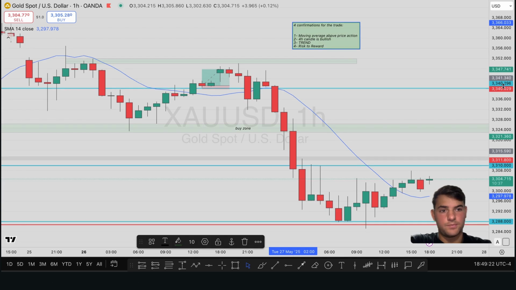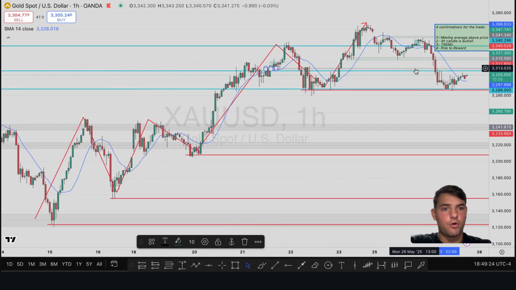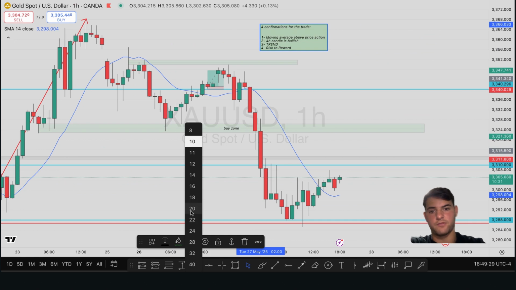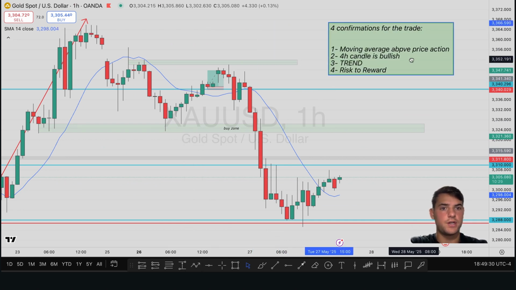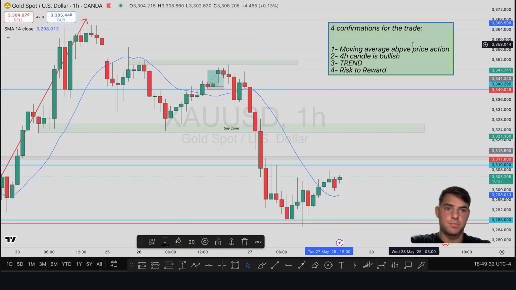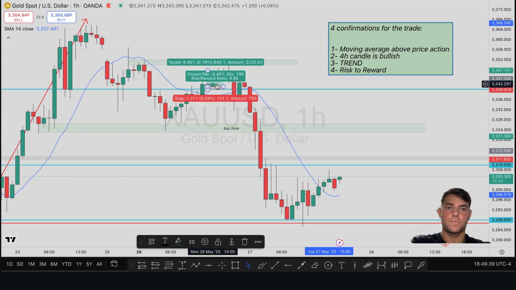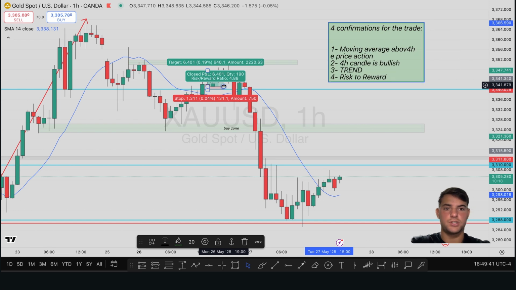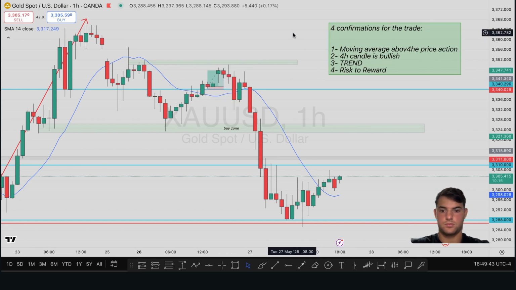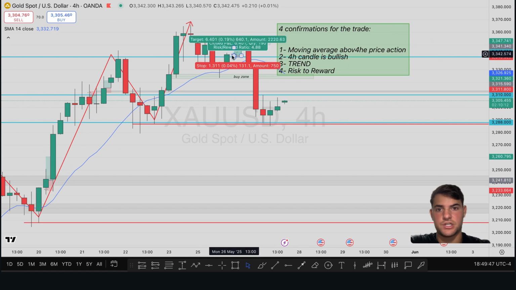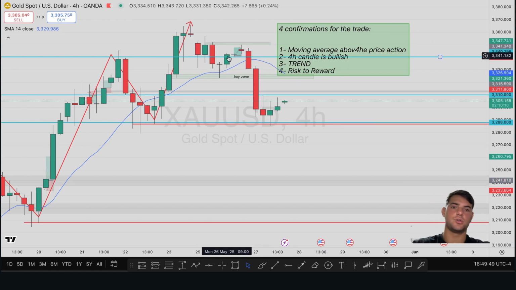Okay, so these are my 4 confirmations for this trade. Let me make this bigger. Moving average is above price action, right over here. The 4-hour candlestick was bullish, so the 4-hour right here, bullish candlestick, which means buyers are in control of the market.